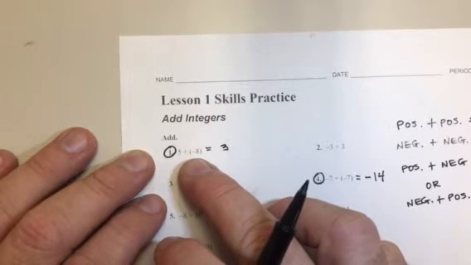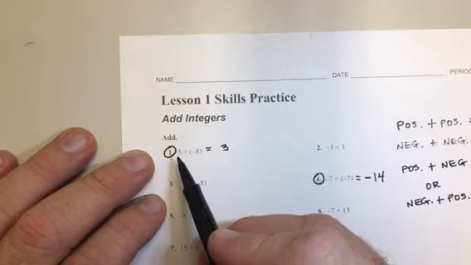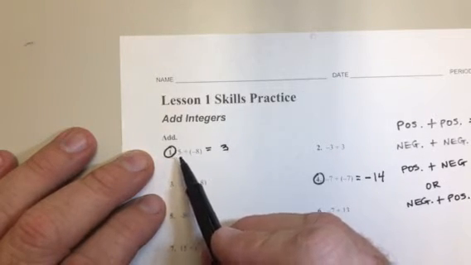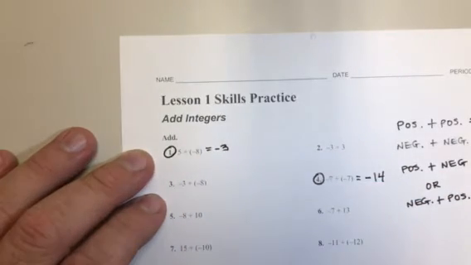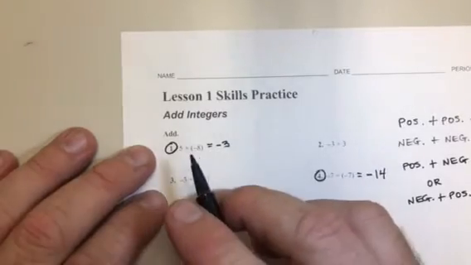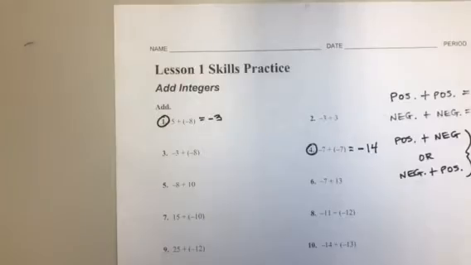Now technically this is the absolute value. The absolute value of negative 8 is 8. And the absolute value of 5 is 5. So the number with the largest absolute value is negative 8. So we use the same sign that the negative 8 had. So this would be negative 3. So positive 5 plus negative 8 is negative 3.